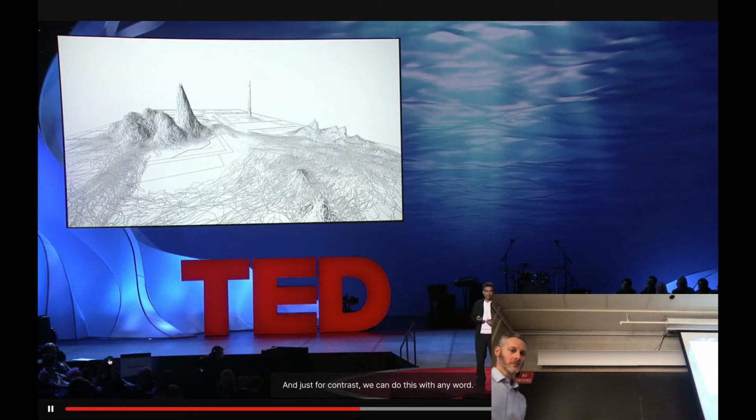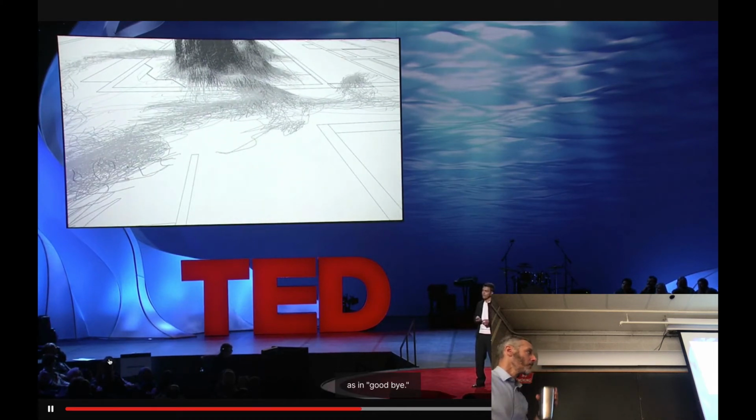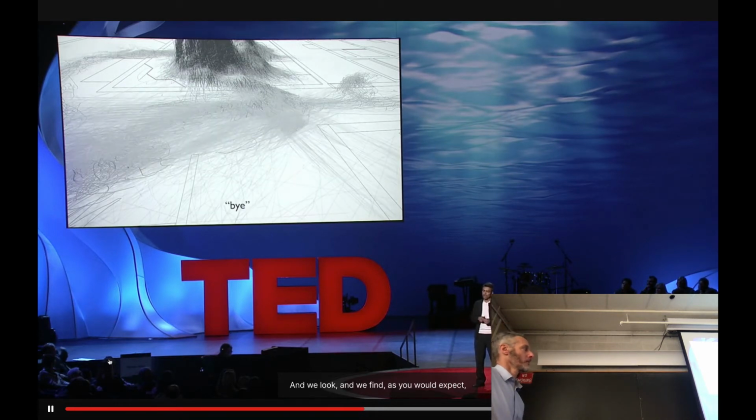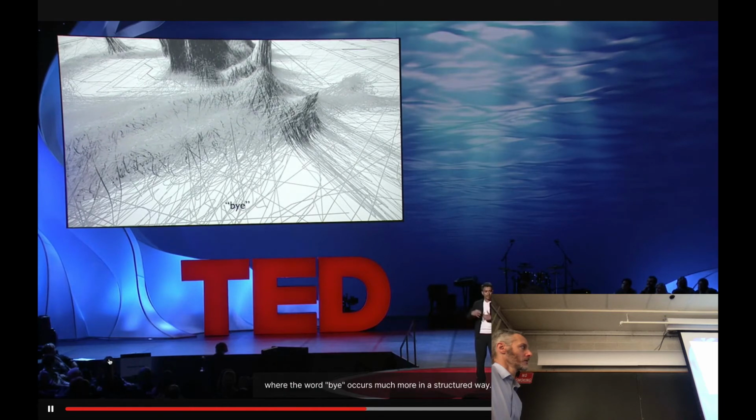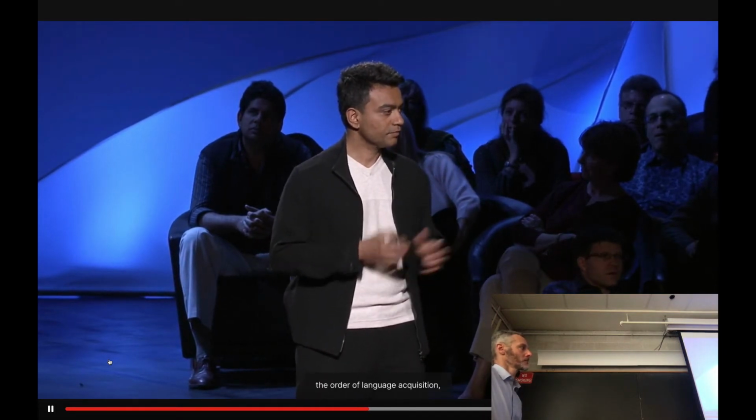And just for contrast, we can do this with any word. We can take the word bye, as in goodbye, and we're now zoomed in over the entrance to the house, and we look and we find, as you'd expect, a contrast in the landscape where the word bye occurs much more in a structured way. So we're using these structures to start predicting the order of language acquisition, and that's sort of ongoing work now.